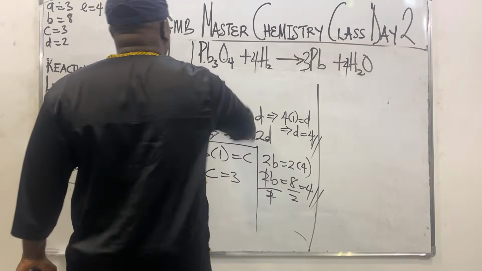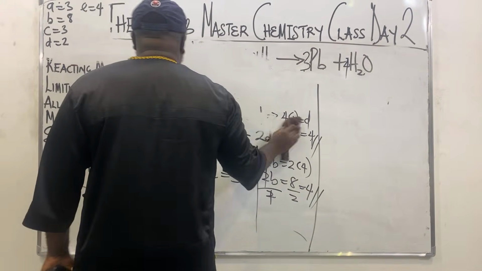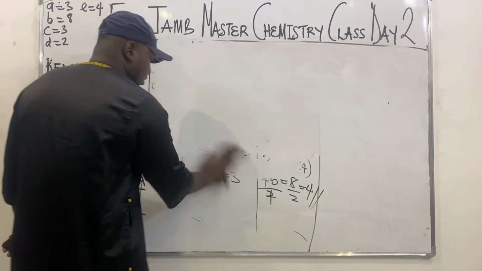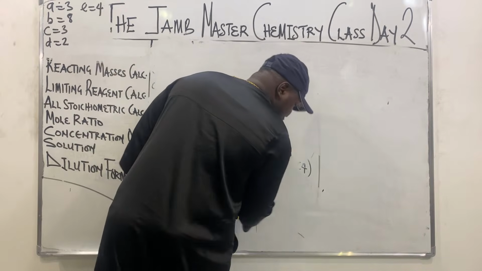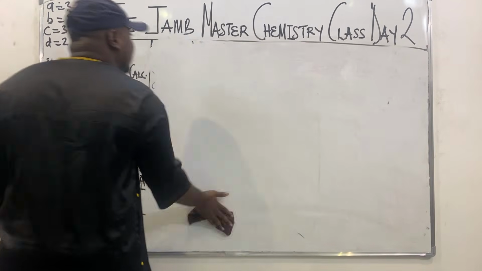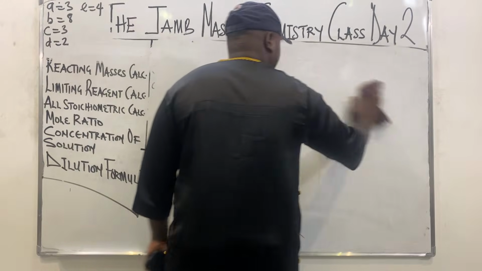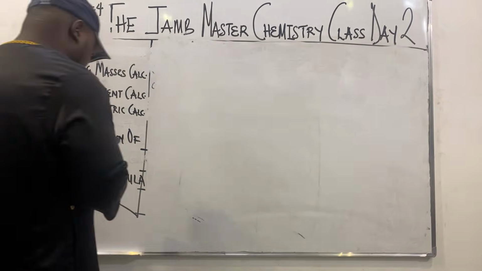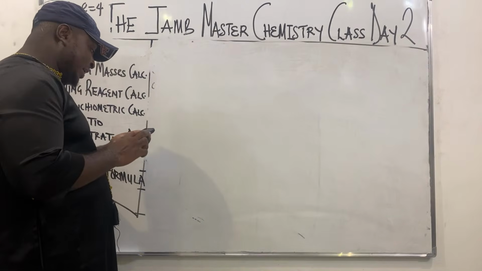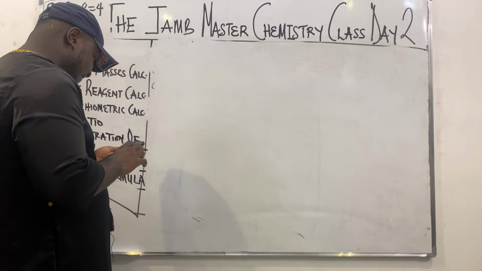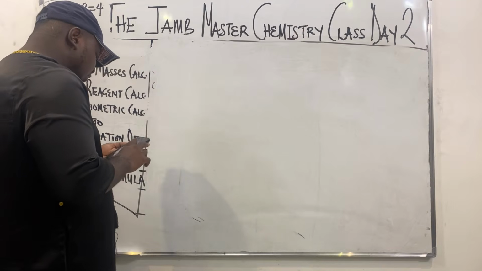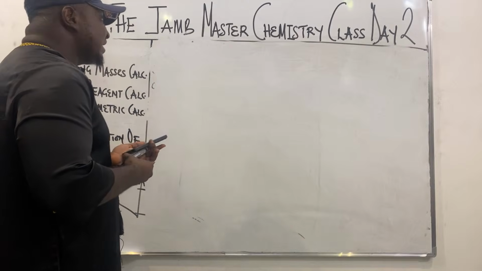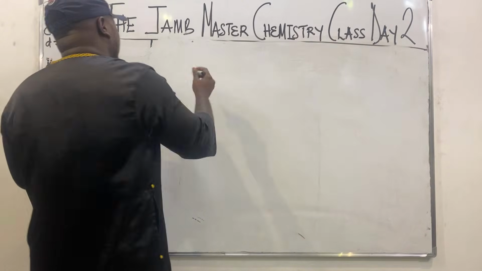Class, we have to leave chemical equations now and go to the next topic, reacting masses calculation. Class, we are getting to the calculation aspect now. We're just going to have to balance chemical equations. Class, in this aspect, there's no more time to waste, just to take questions.